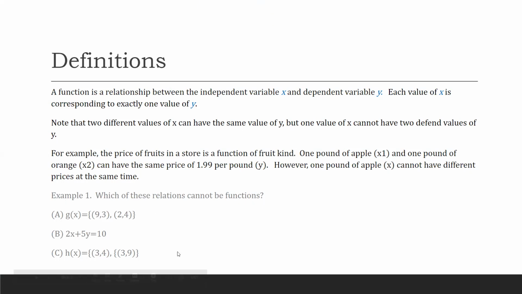Which of these relations cannot be functions? If you recall, one value of x in a function cannot have two different values of y. However, in C, the same value of x, which is 3, has two different values of y. Therefore, C cannot be a function.